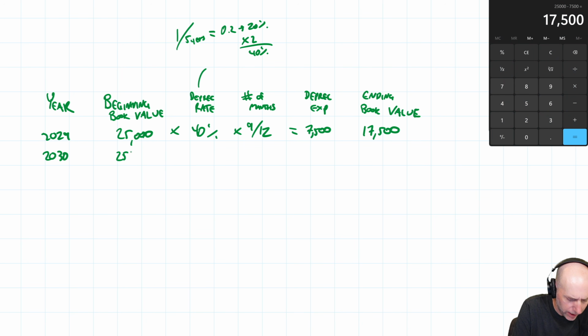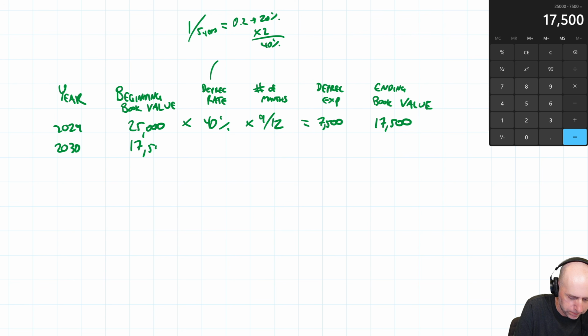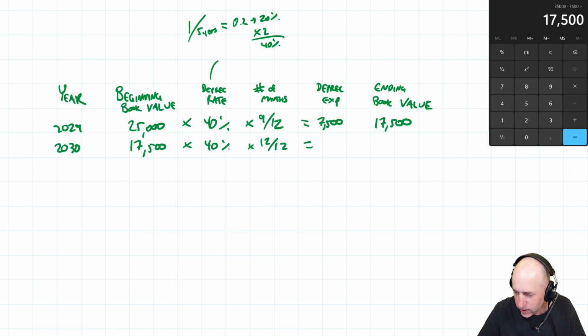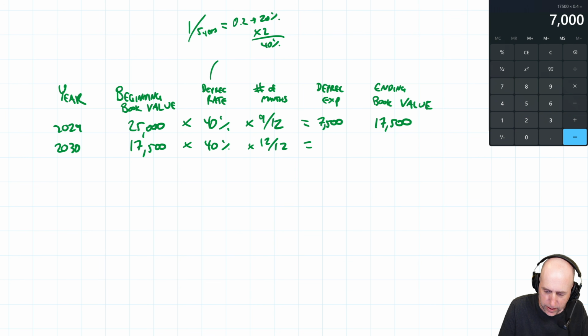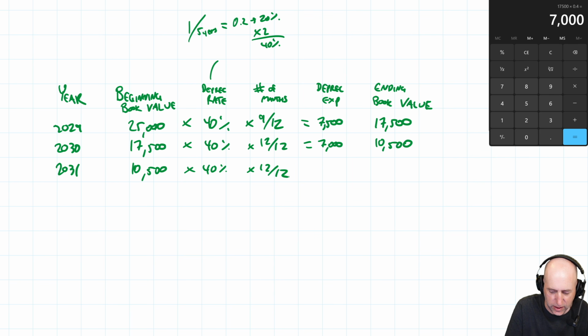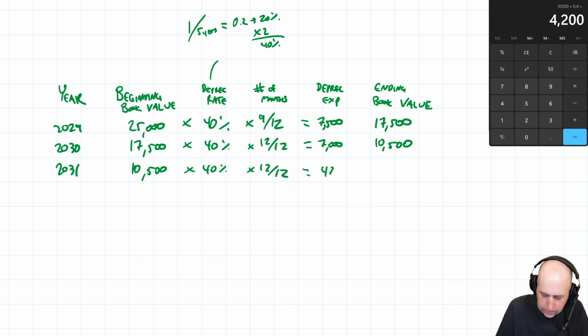2030. Not beginning with 25,000. I start with 17,500. My depreciation rate, 40%. How many months? 12, right? We own it for the full year. 17,500 times 0.4 is 7,000, leaving me 10,500. Let's move on to 2031. I start with 10,500, 40% times 12 twelfths. Again, times 12 twelfths is times 1. 10,500 times 0.4 is 4,200.